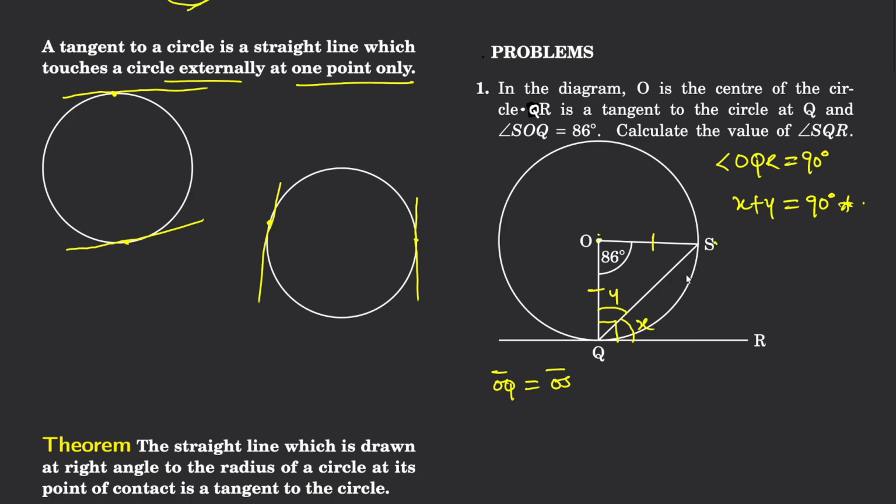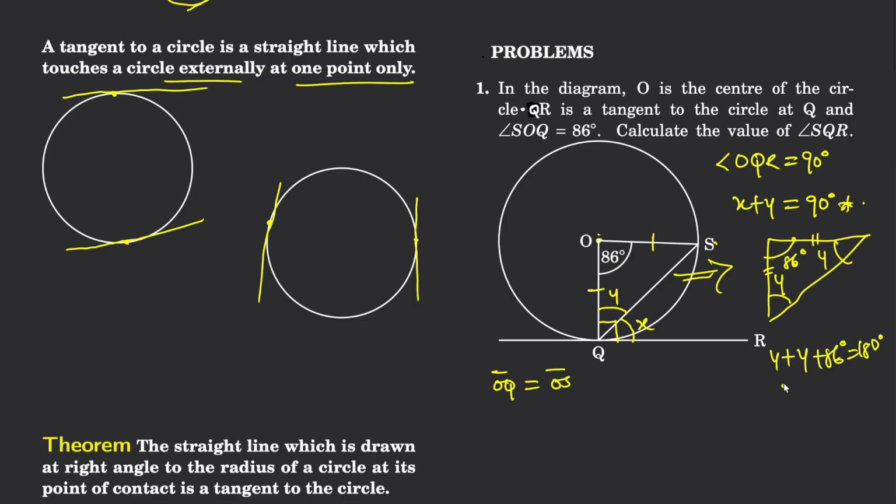So if I bring out this triangle, I have it this way. I have 86 degrees. Here I have Y. So automatically this place is going to be Y as well. Isosceles triangle. So how do we find Y? This is the sum of angles in a triangle. So we say Y plus Y plus 86 degrees is equal to 180 degrees.